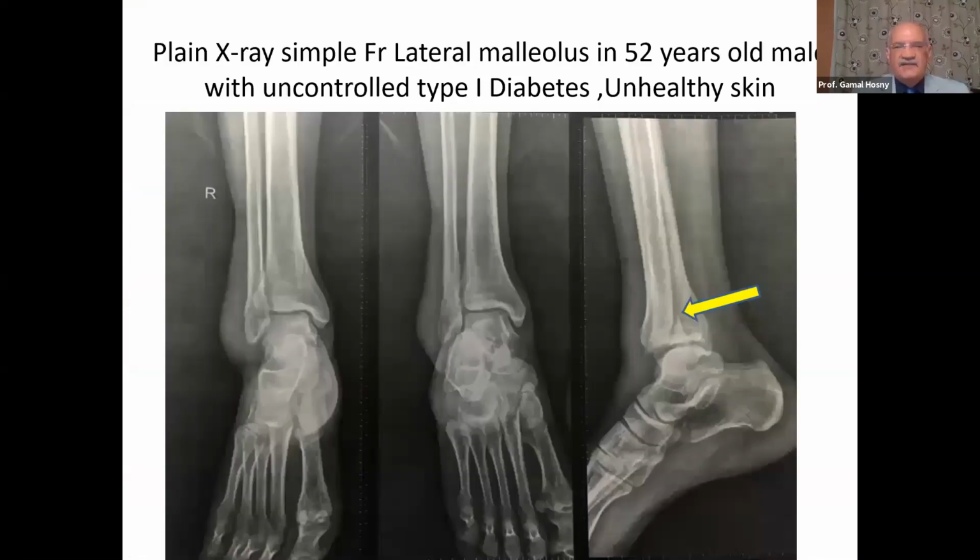This is plain X-ray and we have an innocent fracture of the lateral malleolus. Patient 52 years old, uncontrolled type 1 diabetes, unhealthy skin. And look what he has? A fissure. A simple fissure.